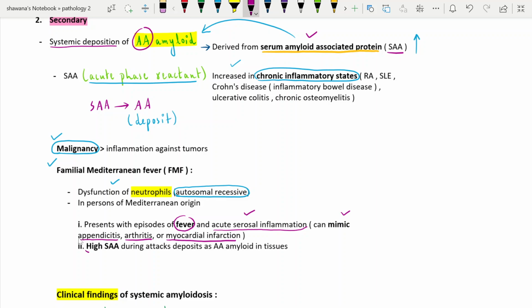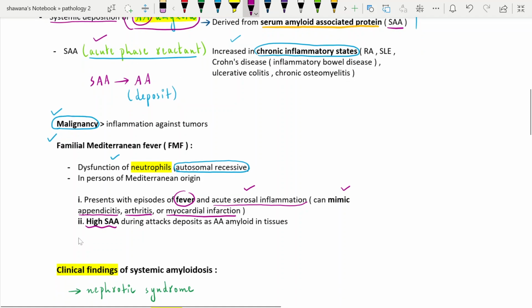And why is SAA deposited? Because we have seen that SAA is an acute phase reactant, so its level increases during the attacks, and from the serum amyloid associated protein, AA amyloid is produced, and it is deposited in the system. So we can say that secondary systemic deposition is going on.